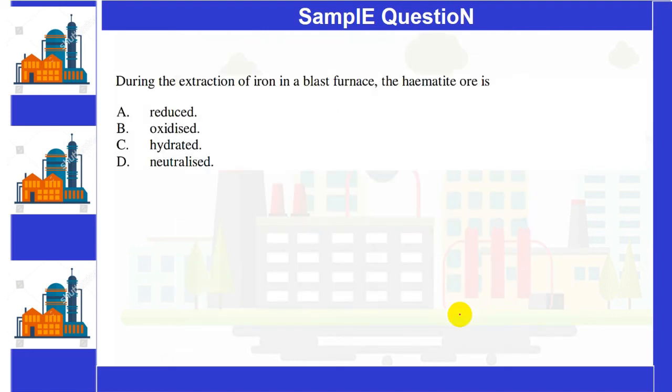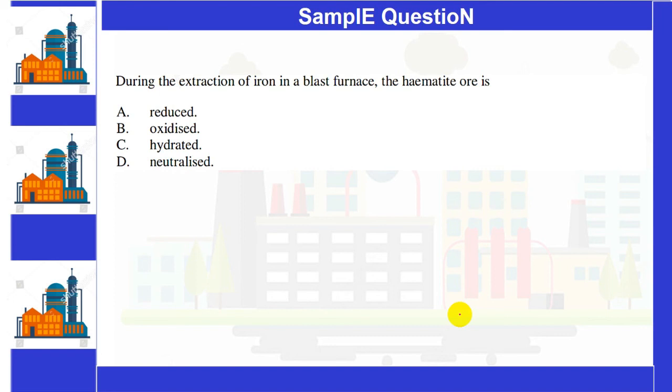Moving towards MCQs, very simple MCQs. Maybe describe the extraction of iron. During the extraction of iron in a blast furnace, the hematite ore is... that's what I said in comments. I was mentioning again and again that the comments are important because we have discussed these things in comments, right? While studying stages, we had also mentioned some comments regarding those stages, and those comments are very important with reference to MCQs.